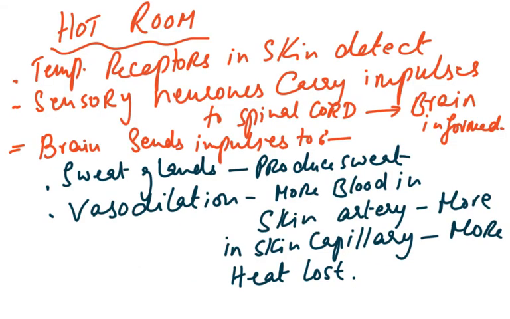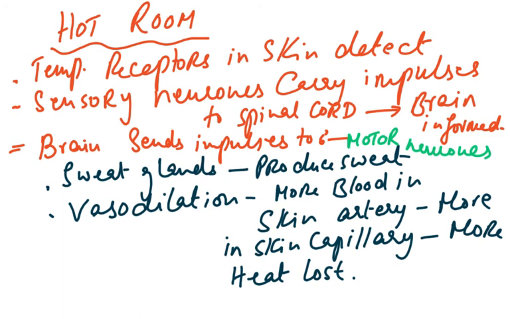Now let's look at the first example, and that is of a room. You enter this room, it is very hot. It's very, very hot. It's in June or July in Lahore. Temperature receptors in the skin detect this. Information goes onto the sensory neurons, which carry impulses, these are electrical impulses, to the spinal cord, and the brain is informed. Now the brain sends impulses to the sweat glands.